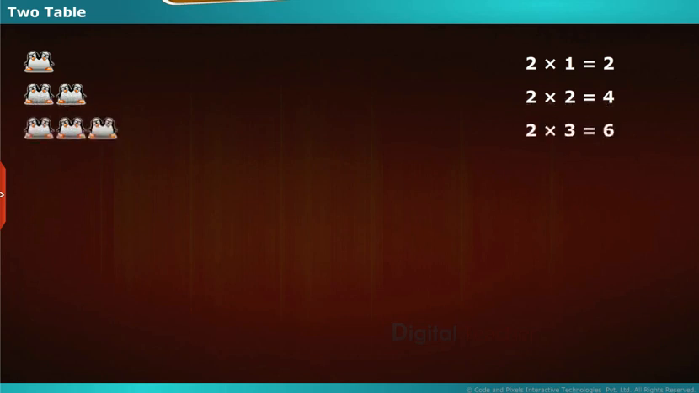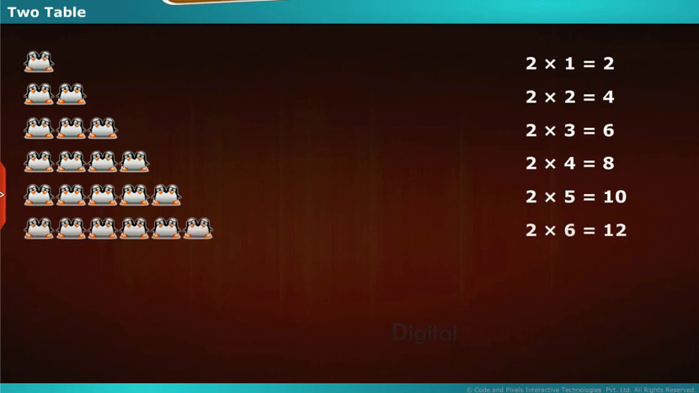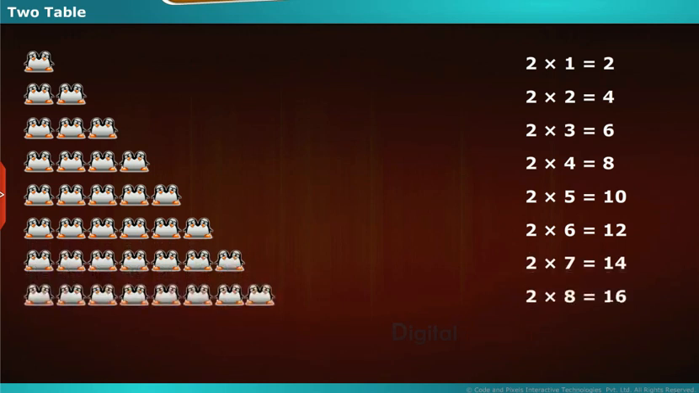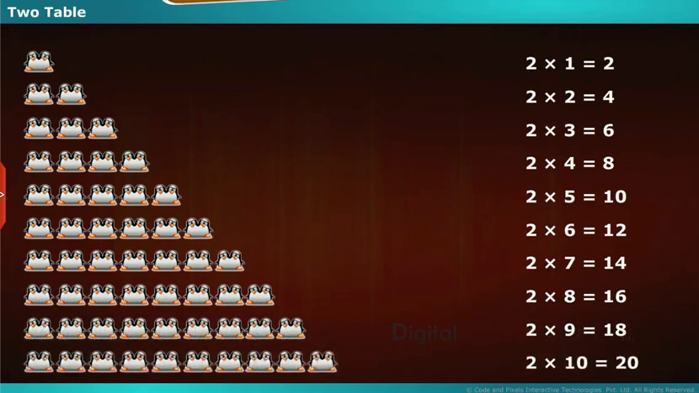Here we look at 2 table. 2 times 1 is 2. 2 times 2 is 4. 2 times 3 is 6. 2 times 4 is 8. 2 times 5 is 10. 2 times 6 is 12. 2 times 7 is 14. 2 times 8 is 16. 2 times 9 is 18. 2 times 10 is 20.